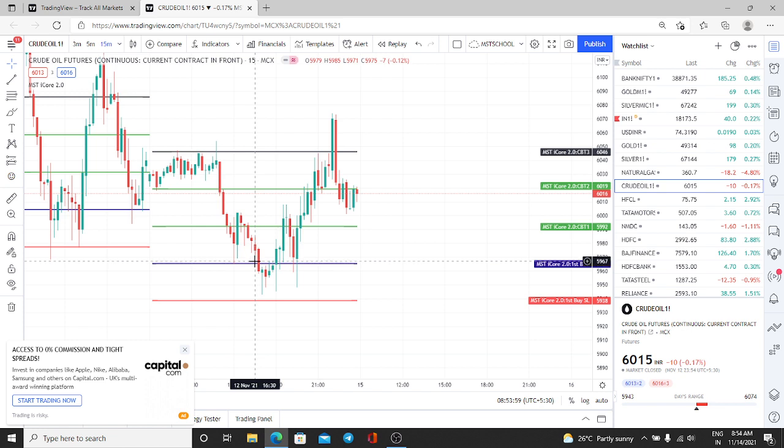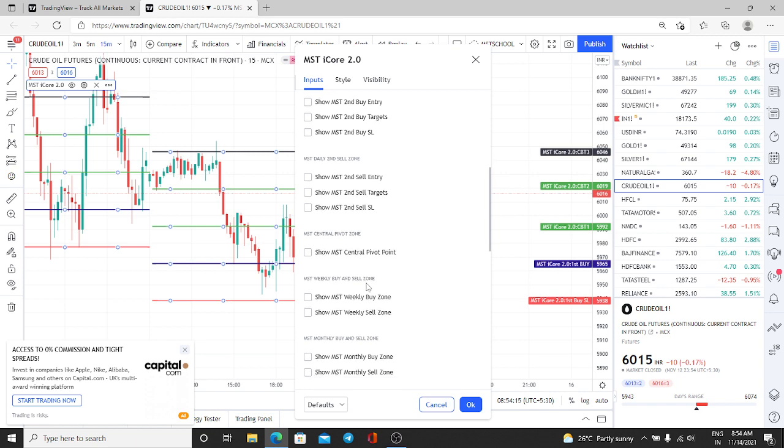Once again the entry has been activated. Again target done. Once again entry activated. First target done, second target done, third target done. So here we have kept small targets. If you want to see the big targets, we have given those also.